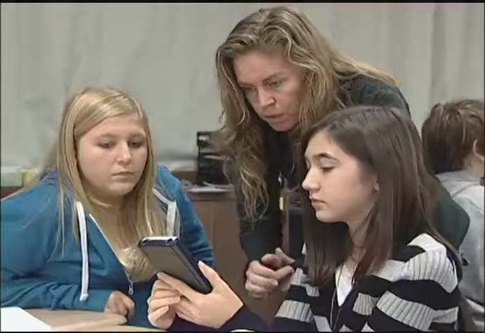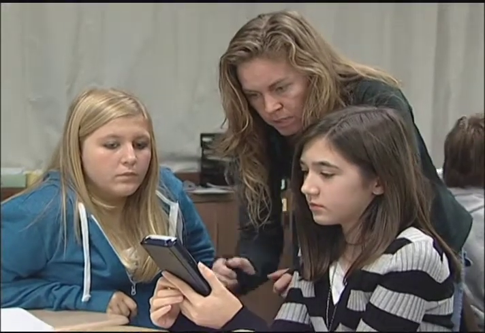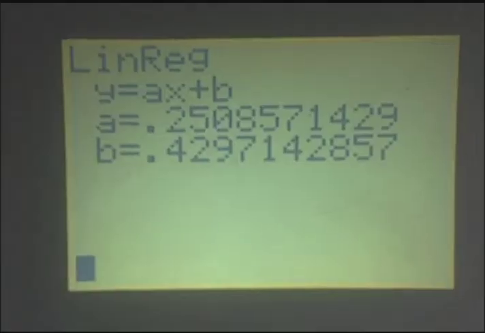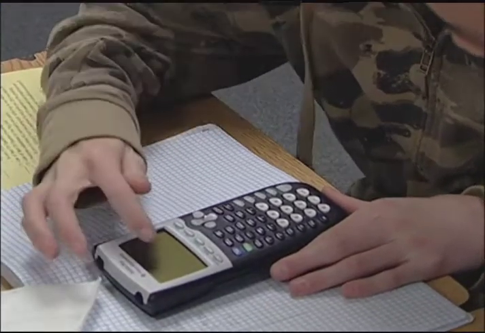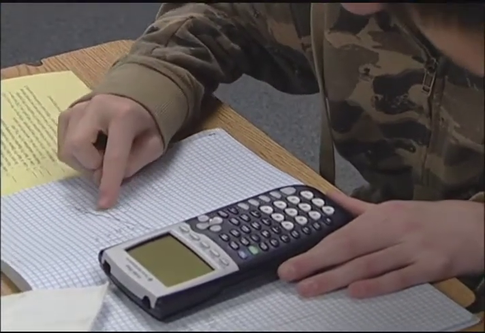What I like more about Bungee Barbie than other projects is that we actually get to interact with technology. With just the book we only get to read and analyze, but with calculators you get to interact and put the data in and actually do all the stuff yourself.